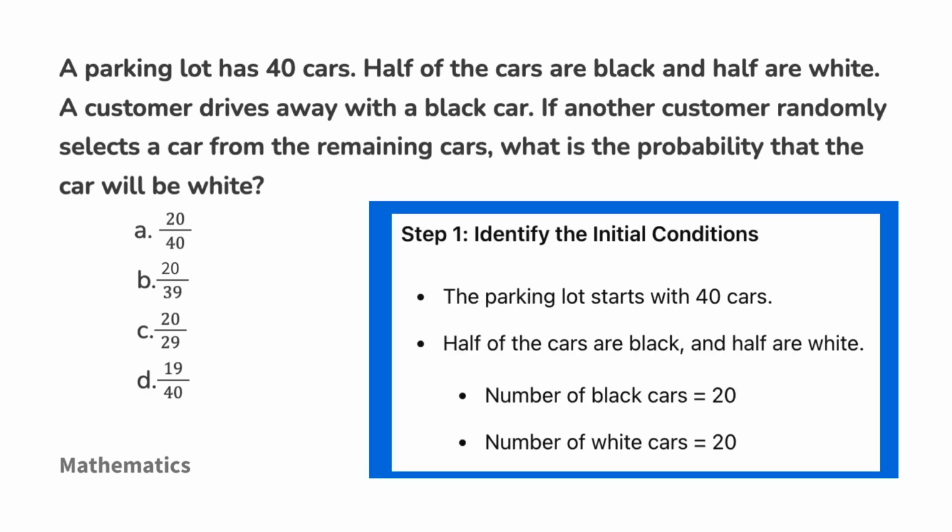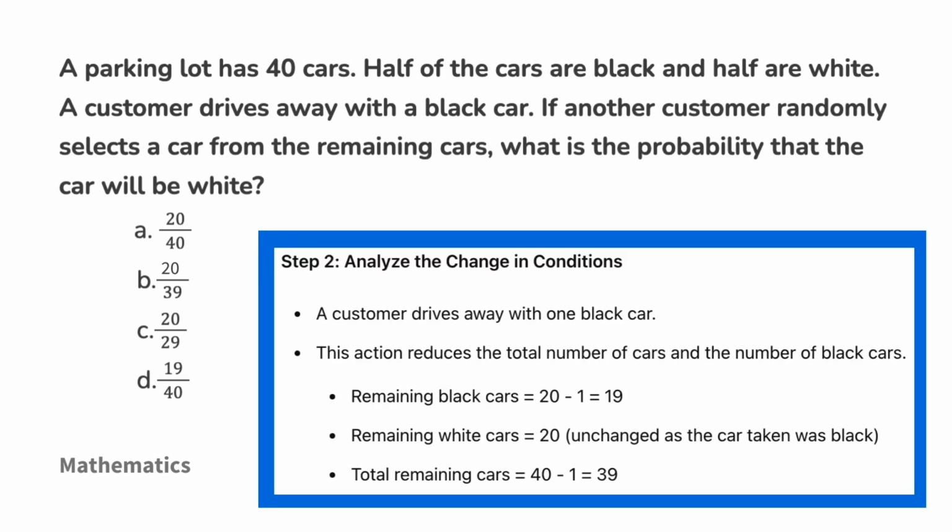Alrighty, let's talk. To solve this, we first want to identify the initial conditions. We know that the parking lot starts with 40 cars. We know that half of the cars are black and half of the cars are white. We also know that the number of black cars is 20, and the number of white cars is 20. Next, let's analyze the change in conditions. A customer drives away with 1 black car. This action reduces the total number of cars and the number of black cars. Remaining black cars is now 19. Remaining white cars is still 20. That's unchanged. The total remaining cars is 39.